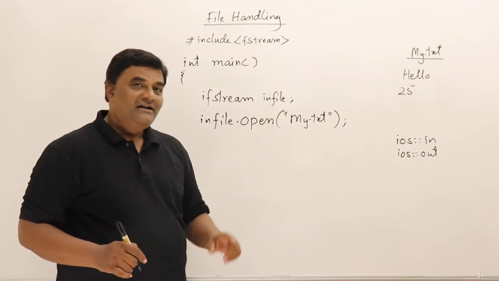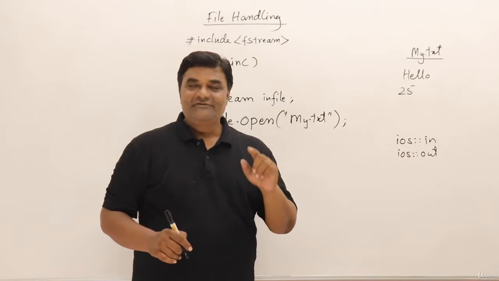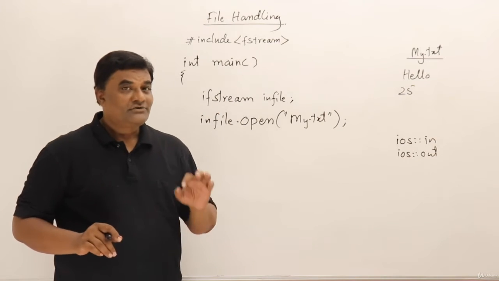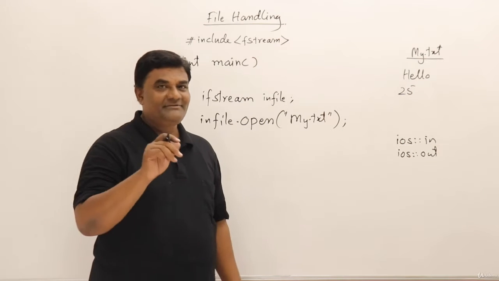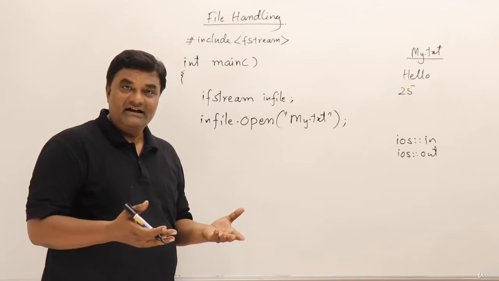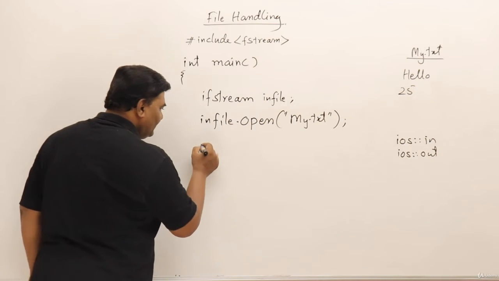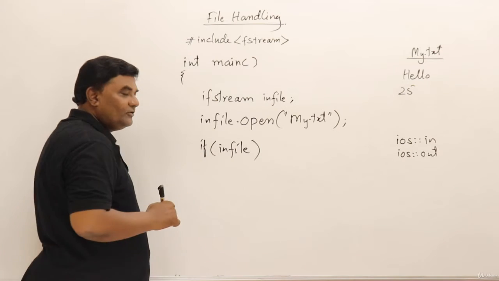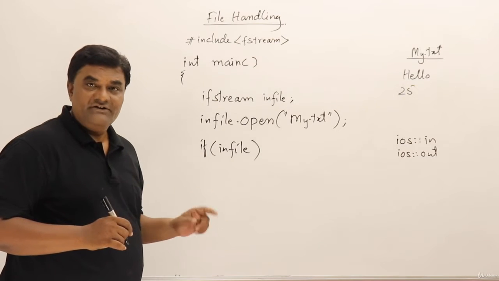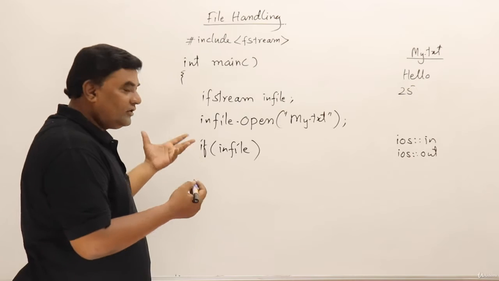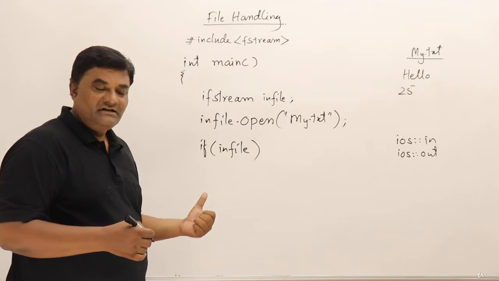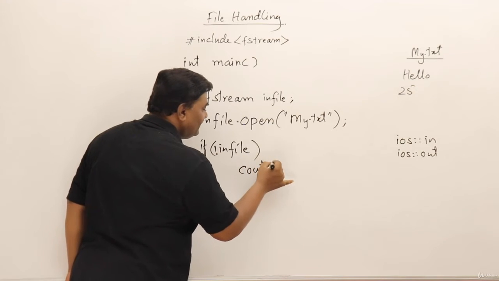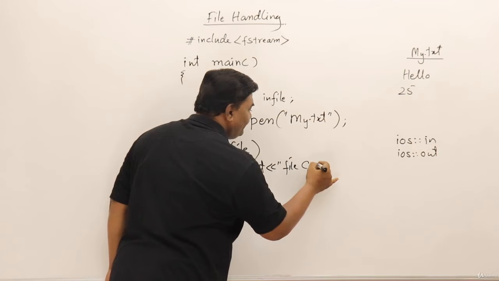Now one important thing: when you are reading from a file, the file must be existing. It will not create a new file. So the file must be existing. This is very important. So we have to check whether the file has opened or not. If the file has opened, then inFile will give a condition true. If it has not opened, then it will give false. So I will say if not inFile, then cout file cannot be open.